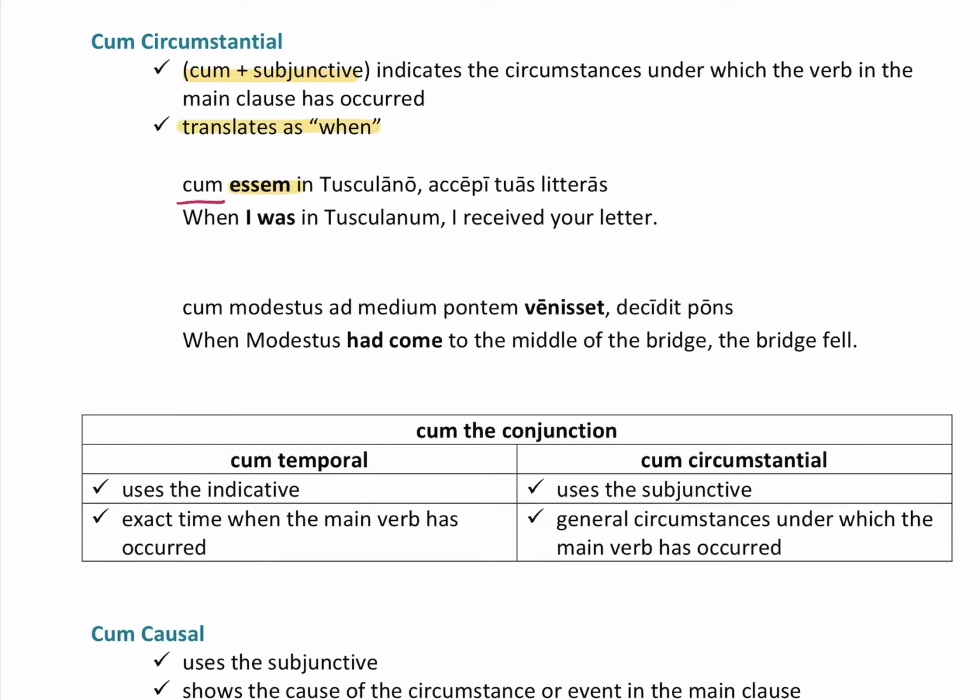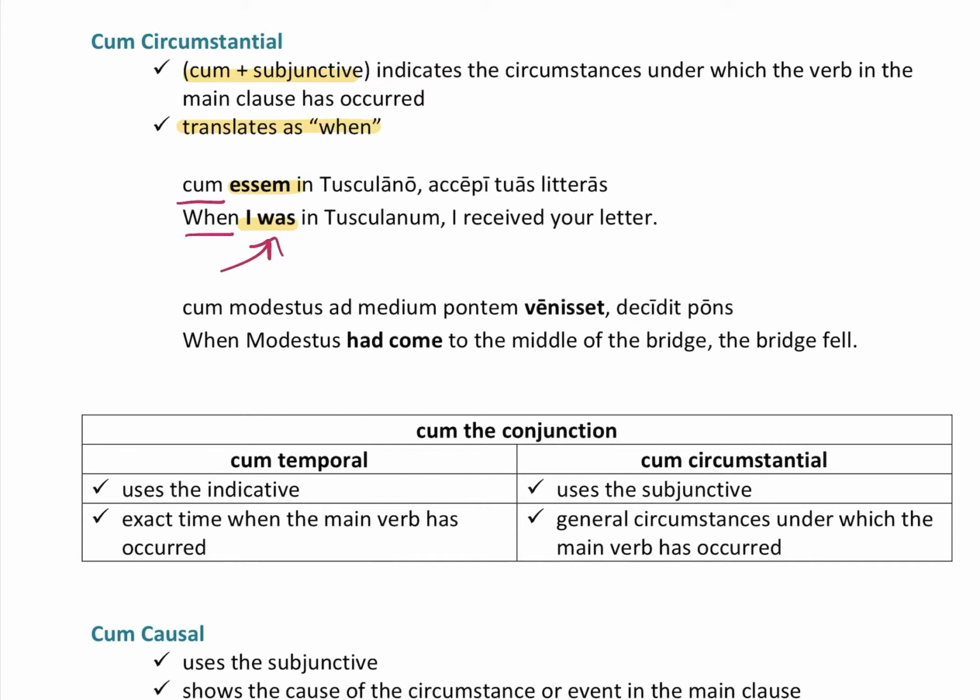Cum essem in Tusculano accepi tuas literas. When I was, and here's our when, or cum, when I was in Tusculanum, I received your letter. Under what circumstances? Well, the circumstances was I was in Tusculanum. Those are the circumstances. So the subjunctive tells us the general circumstances when the speaker received the letter. The speaker received the letter sometime during the period when he was in Tusculanum.